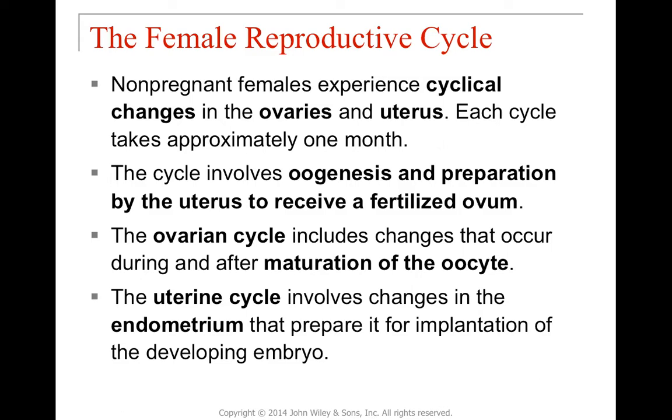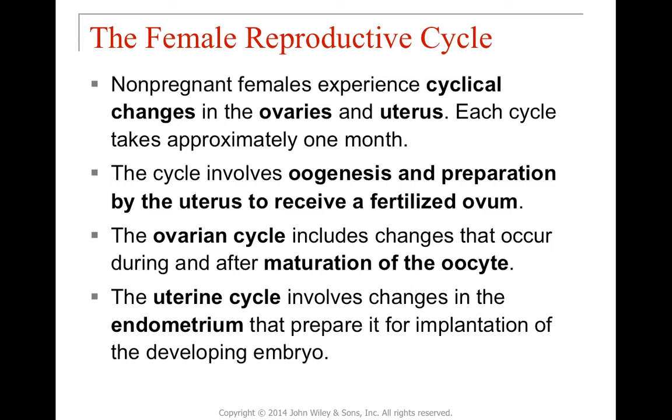Okay, so females that are not pregnant are going to experience cyclical changes in both the ovaries and the uterus. And it takes about 1 month. Some take a little bit longer, some take a little bit less. But if you end up pregnant, then the cycle is going to be interrupted and sustained by various hormones that would normally be cyclical that are instead secreted constantly.